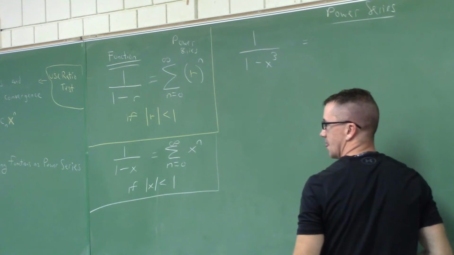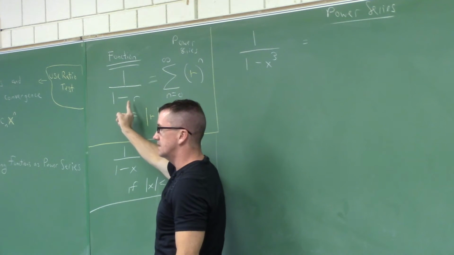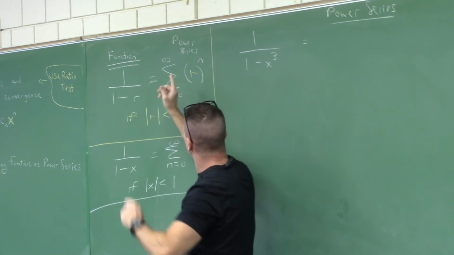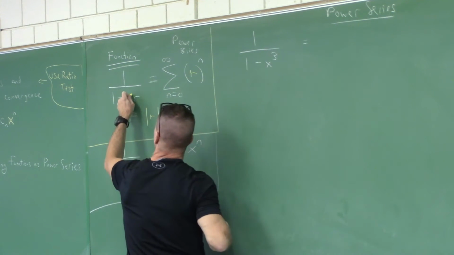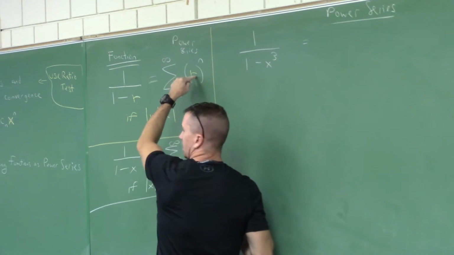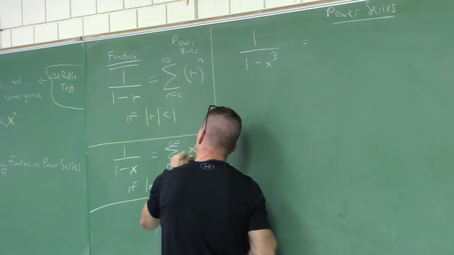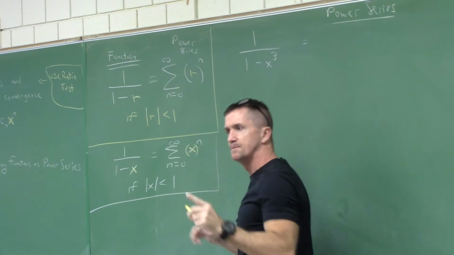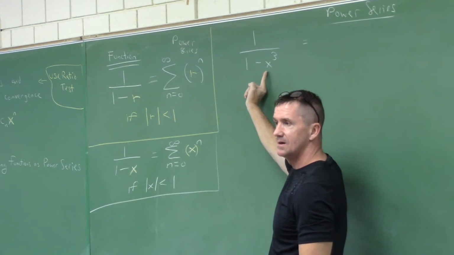Are you ready? 1 over 1 minus r equals the sum of r to the n. So I'm color coding here. Here's the r, and here's the r. x, and this is a what? x, like that. But this next one is almost identical except the x or the r is now what?